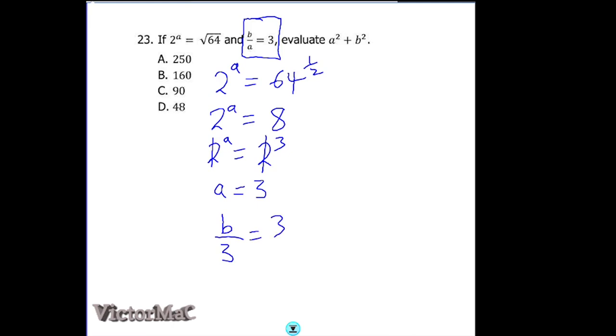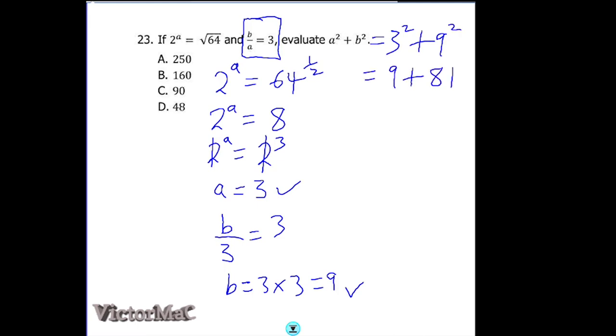And then when we cross multiply, we have 3 times 3, that's 9. So we have A to be 3, B to be 9. So when we substitute that into our expression, A squared is 3 squared, and then B squared is 9 squared. 3 squared is 9, 9 squared is 81, and we sum up, our answer is 90, option C.